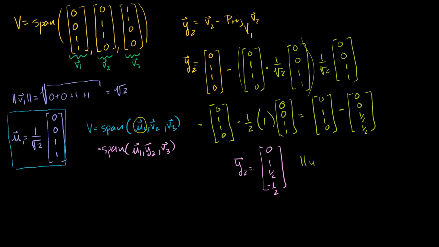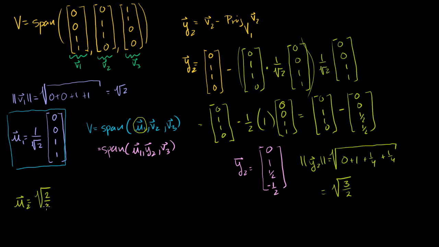The length of y2 is equal to the square root of 0 plus 1 squared, which is 1, plus 1/2 squared, which is 1/4, plus minus 1/2 squared, which is also 1/4. So plus 1/4. So this is 1/2, so it's equal to the square root of 3/2. So let me define another vector here, u2, which is equal to 1 over the square root of 3/2, or we could say it's the square root of 2/3. I'm just inverting it. It's 1 over the length of y2. So I'll just find the reciprocal.